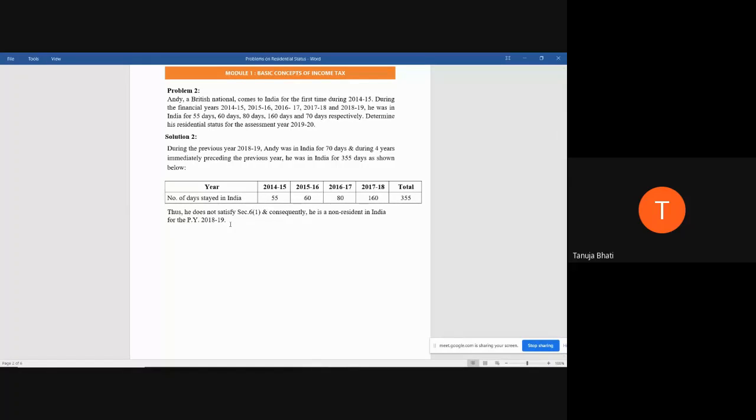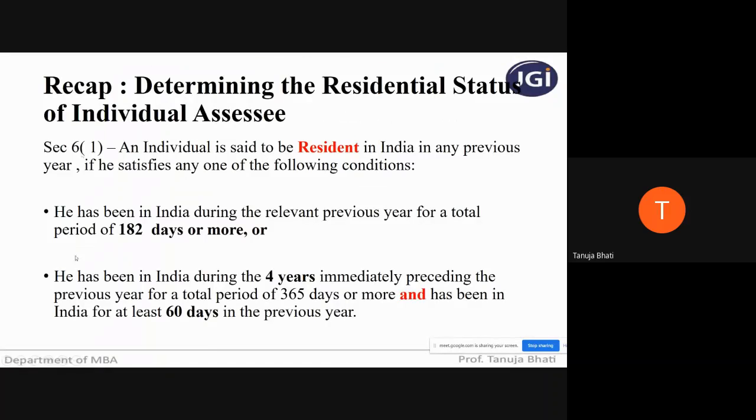Students, one more way to present the answer is, you can first write the two basic conditions, and then you can say that Andy is not fulfilling the first basic condition or the second basic condition, therefore he is a non-resident. I have written section 6 subsection 1 everywhere so that as we keep solving problems, the section goes into your mind and you remember it in the exam. That is the reason I have mentioned the section number. But along with the section number, I want you all to even write the provision in the exam. Provision in the sense, I want you to write these two conditions also in the exam.